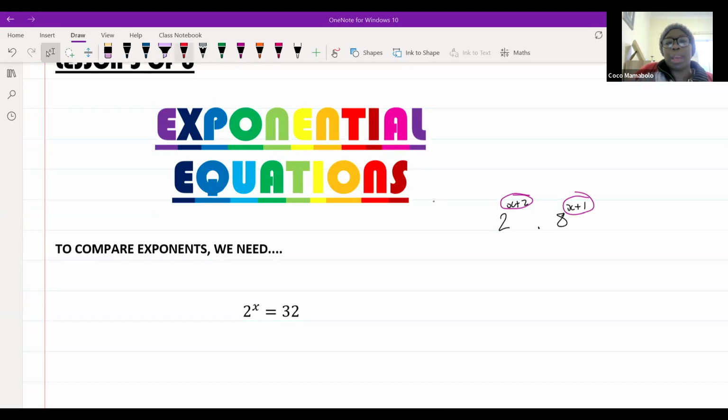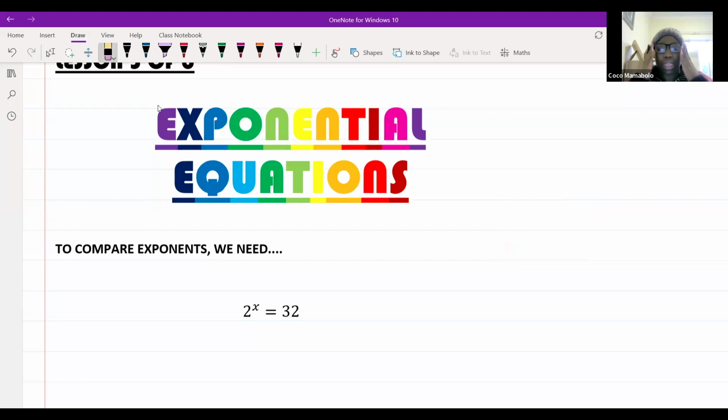So the only way we're going to be able to have bases is if we change 8 to a product of its primes, which would then mean we'd have to change 8 to 2 to the power of 3, or 2 cubed. So we'd get 2 to the power of x plus 2 times 2 to the power of 3 times x plus 1. And that's how we work. We needed to make sure that we had the same base in order for us to compare exponents. So when we talk about exponential equations, that's exactly what we mean.